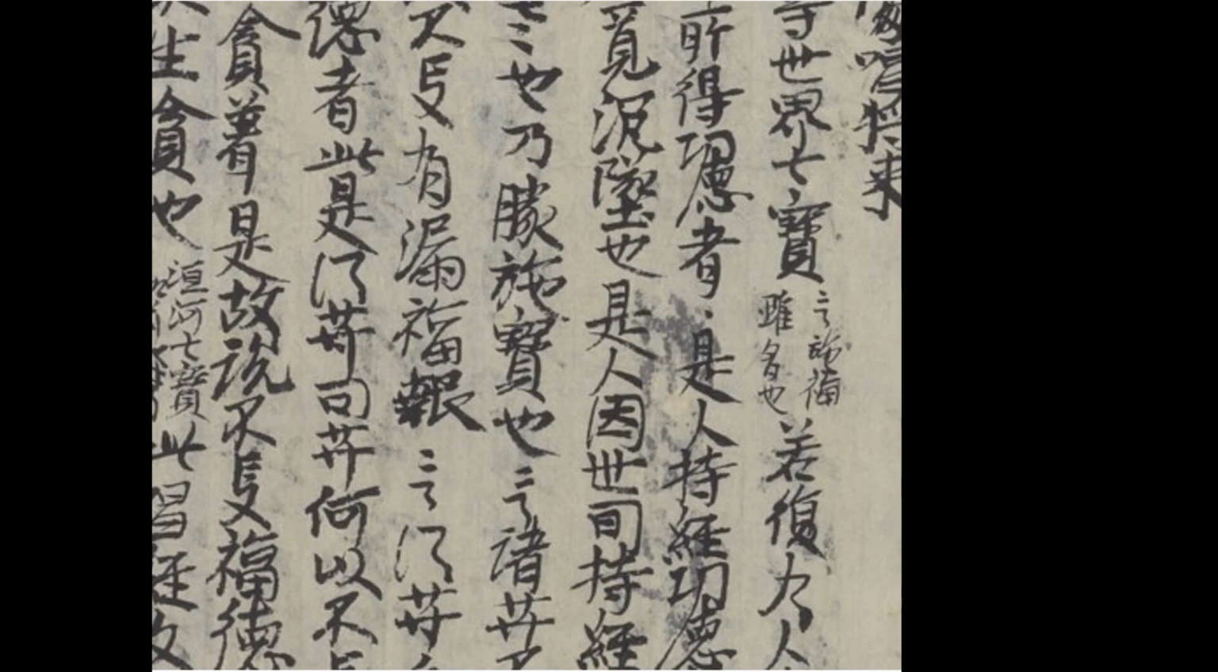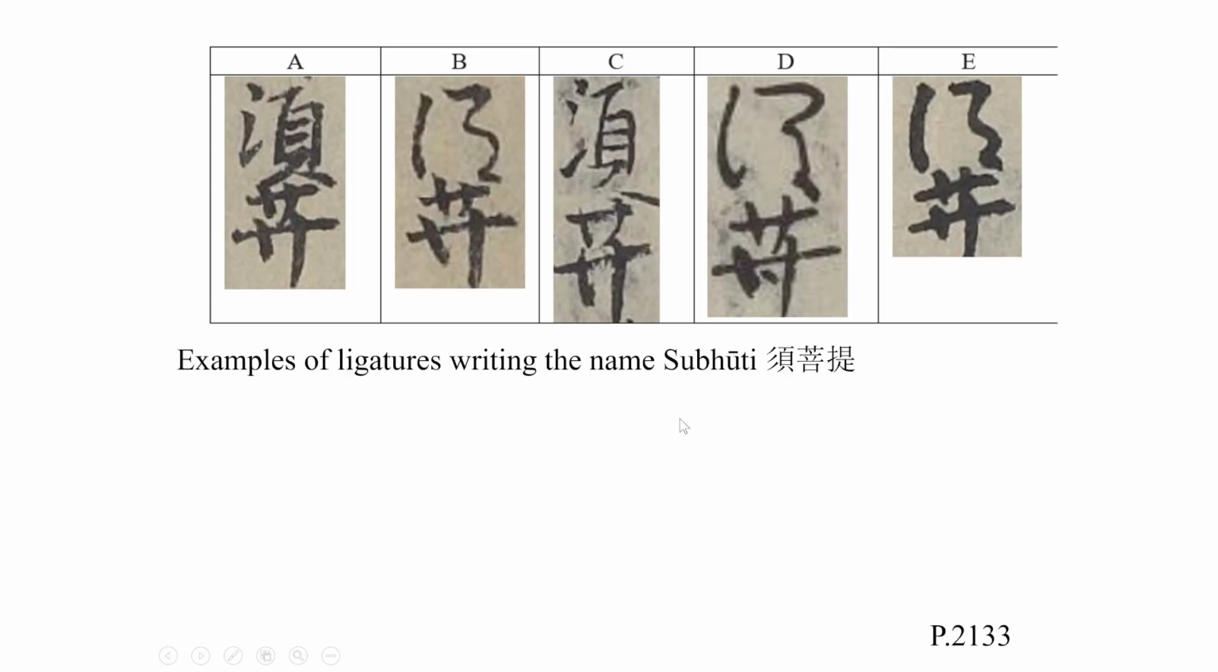And so, for example, we have these joined graphs such as these. They're two examples of the same word. Actually, in this case, it's a name. If you don't know these joined graphs, or you haven't seen them before, or you haven't learned them, then you can't read them. It's basically the name of the disciple Subhuti. And Subhuti is written in Chinese as Shuputi.